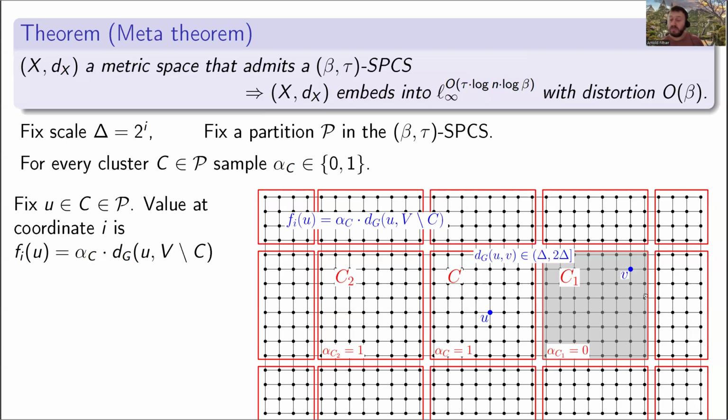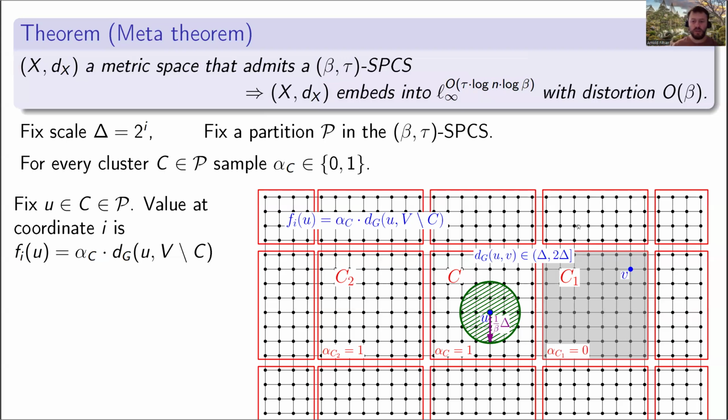However, some vertex pairs will have some nice contribution. So consider a pair u and v, and let's say that the distance is between delta and 2 delta. And now we'll take the specific partition where u is covered, in the sense that the ball of radius delta over beta is inside the cluster. So note that in this specific partition, u and v will belong to different clusters. And this is because the distance is larger than delta, while the maximum diameter is at most delta.